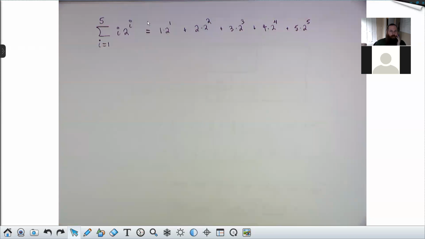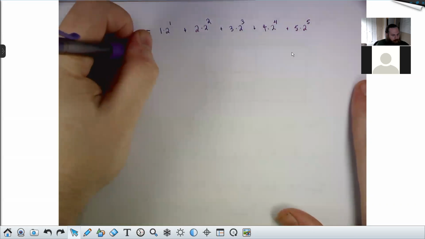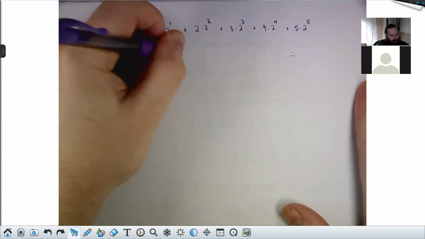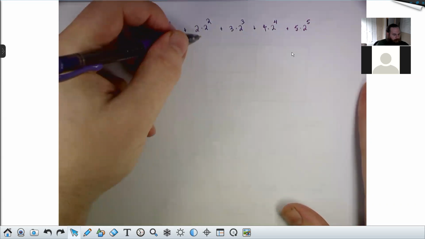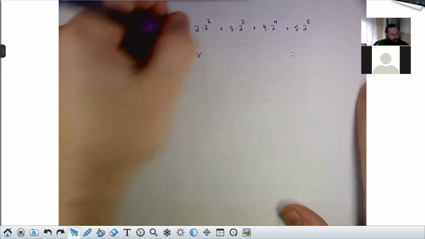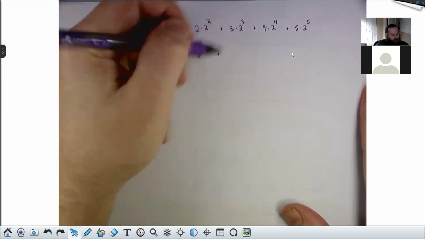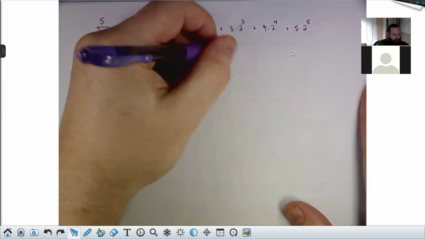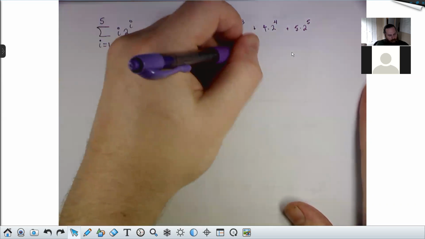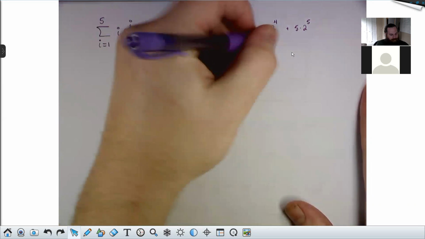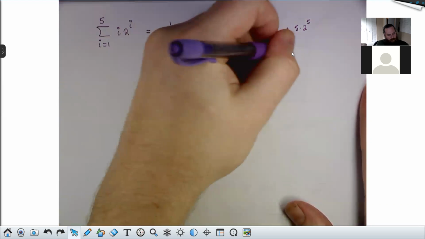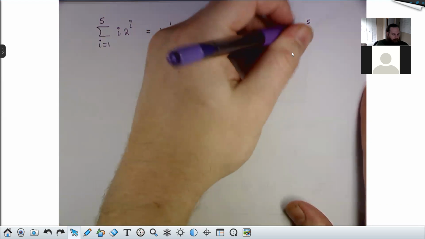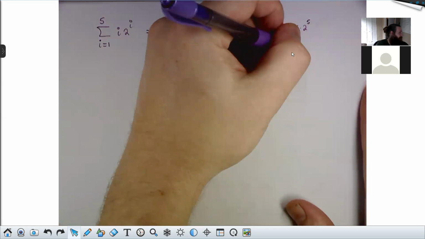So this is the kind of critical step here, just going from this to this. And now because this is finite in length, we can compute this. 1 times 2 to the 1, that's just 2. 2 times 2 squared is 2 times 4 is 8. 3 times 2 cubed is 3 times 8 is 24. 4 times 2 to the 4 is 4 times 16 is 64. And 5 times 2 to the 5 is 5 times 32 is 160.